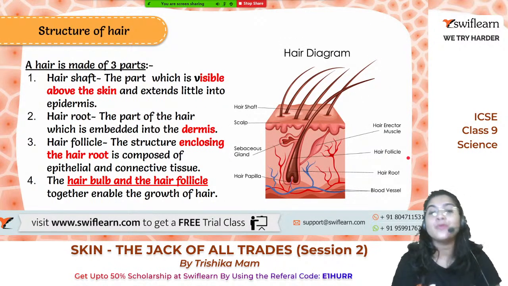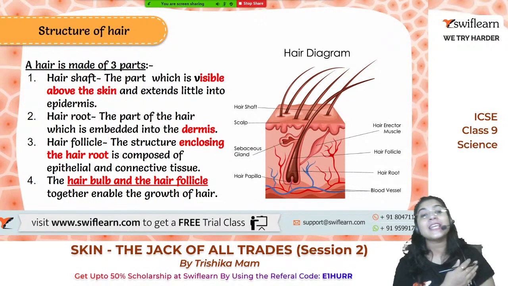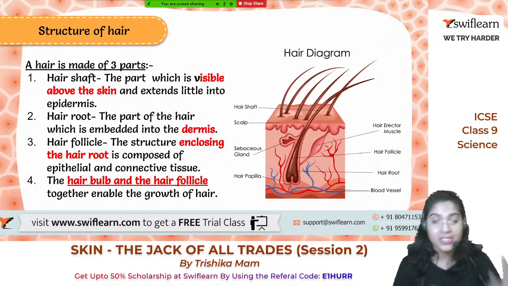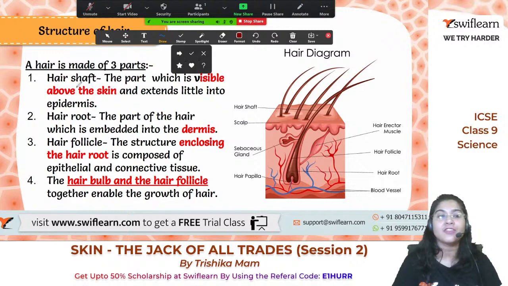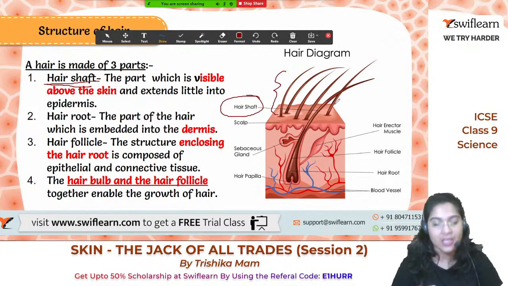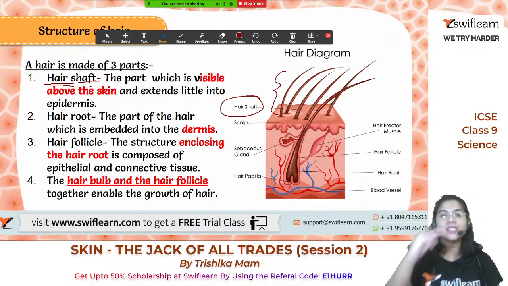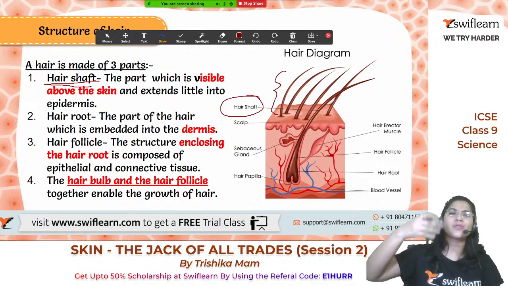Now let us move on to the structure of the hair. Our hair, whatever is present on our skin, can be divided into three main parts. So ये three main parts क्या है? First is the hair shaft. Hair shaft कुछ नहीं, हम जो बाहर से देख रहे हैं. The portion of the hair which we can see from outside is known as the hair shaft. This is just the tail portion which extends from the epidermis.